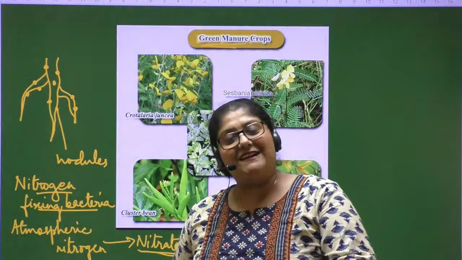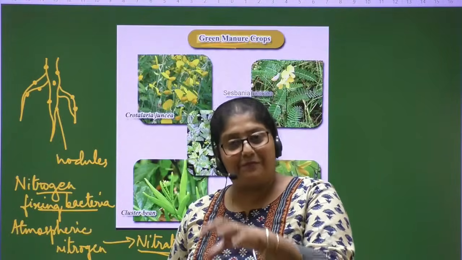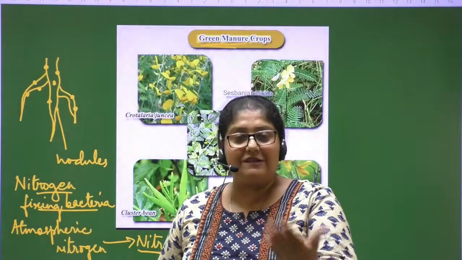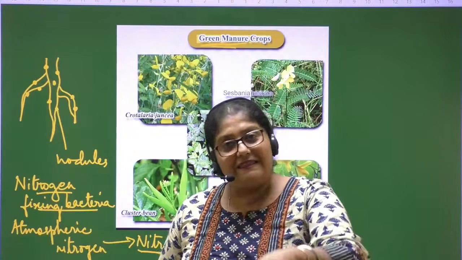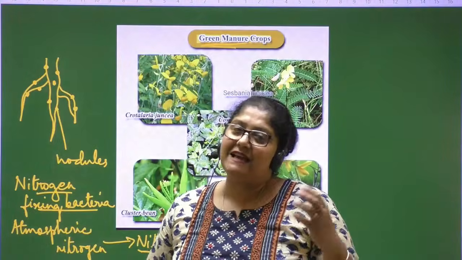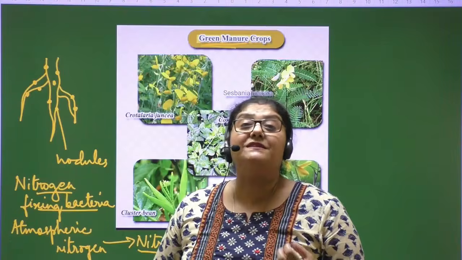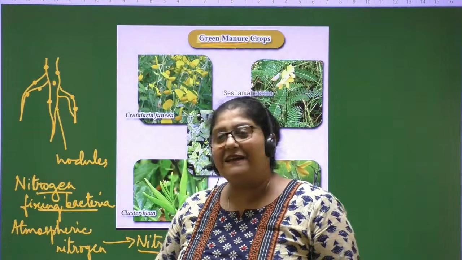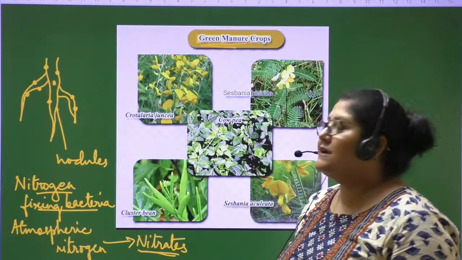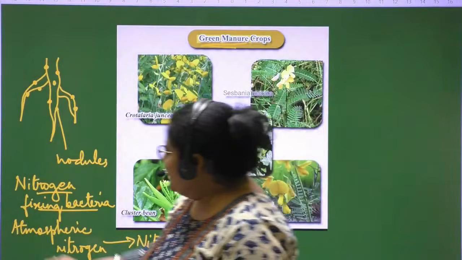Right? And these nitrates can now be used by the plants which are going to be sown subsequently, and these plants can take up these nitrates, and the nitrates will help in the good growth of the plants. That is why these plants are called green manure.